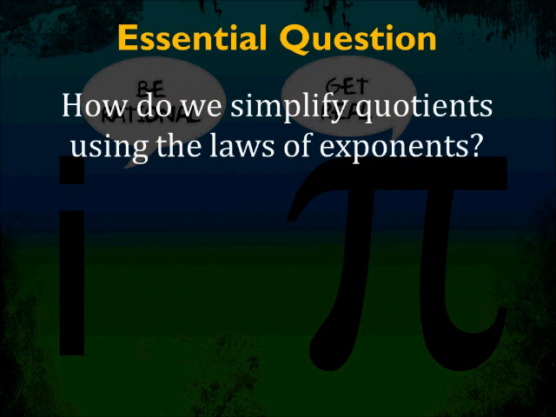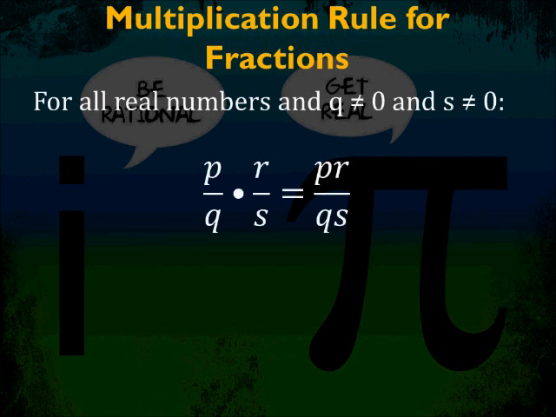Alright, today, how do we simplify quotients using the laws of exponents? We talked about the laws of exponents back in the beginning of chapter 4. Today we're going to give you an additional law that we hadn't covered yet. First, the multiplication rule for fractions. This is something that you should remember back from Algebra 1.